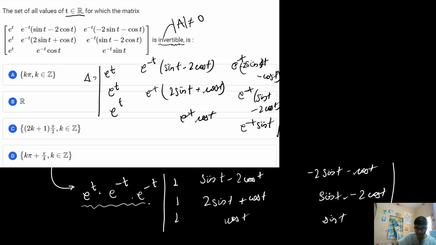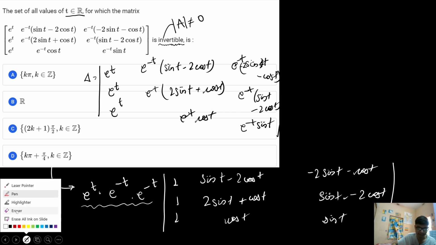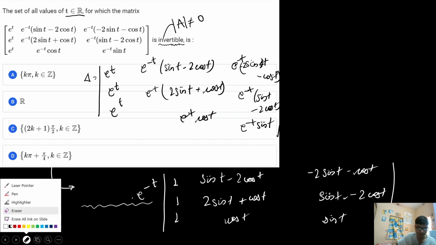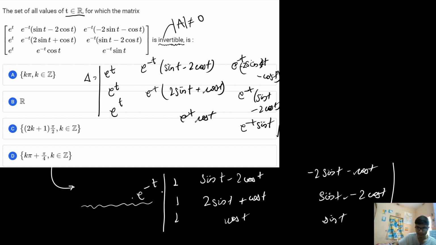Now from here I can get the result, this is e to the power t, and this is e to the power t minus t, sorry, if you compute the product you will get e to the power minus t. From here I can do one transformation, that is row 2 goes to row 2 minus row 1, and similarly row 3 goes to row 3 minus row 1. So from here what I will get is 1, 0 over here, 0 over here.